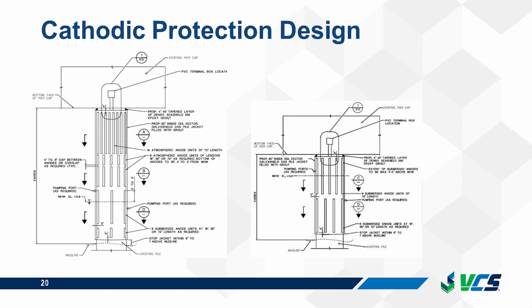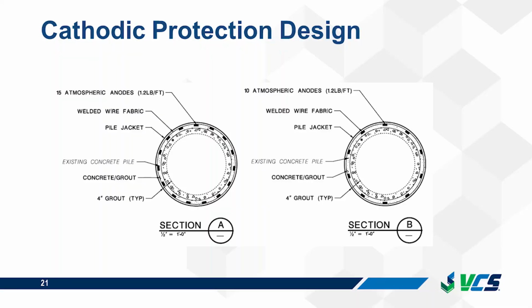And then this is an example of a jacket for a longer pile with atmospheric exposure zone. The mean water line is here. So the marine anodes only extended 2 to 3 feet above the mean water line. And then atmospheric anodes were installed in the top portion of the jacket. You see that there is more anodes at the top. This is because the top of the pile had additional reinforcement.